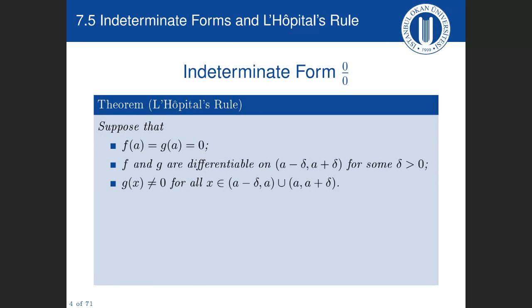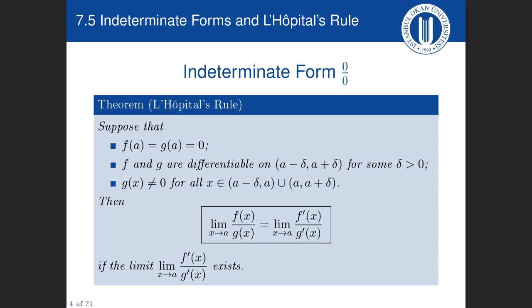First of all, suppose that f is equal to 0 at a and g is also equal to 0 at a. Suppose that f and g are differentiable close to a. So in other words, for some small number delta, we need f and g to be differentiable between a minus delta and a plus delta. And suppose that g of x is not equal to 0 for all x which is close to a but not at a.